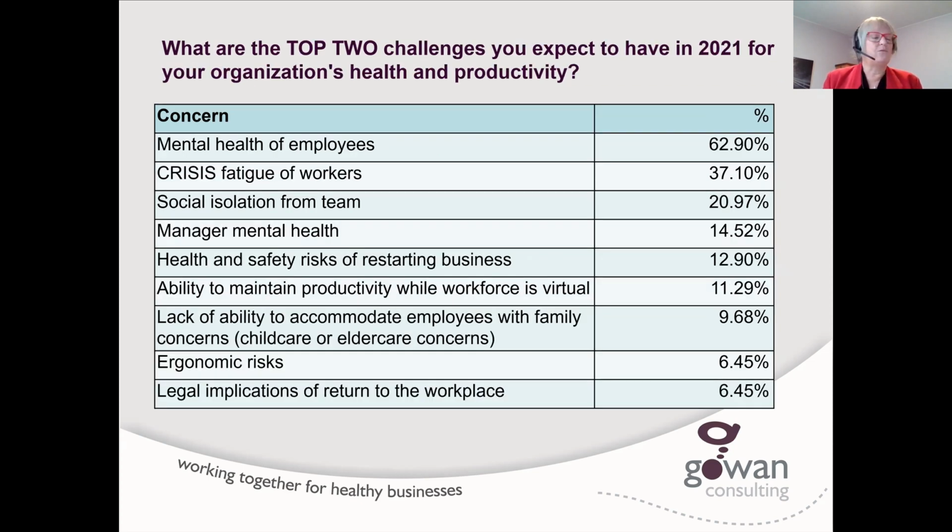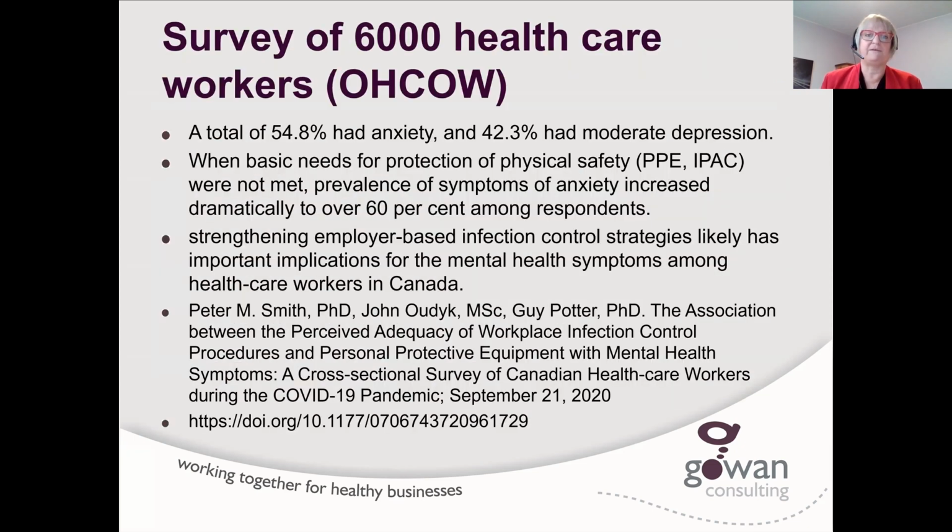And then we said, what are you worried about in 2021? And what can you expect? 63% of you were concerned about the mental health of your employees, and crisis fatigue of your workers was about 37%. You still were concerned about social isolation, and managing your mental health was on your radar. So let's talk about what we've seen.